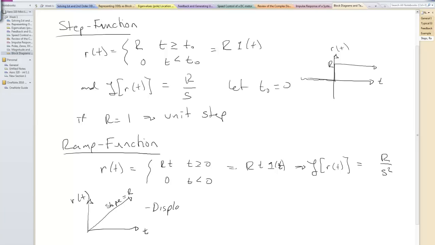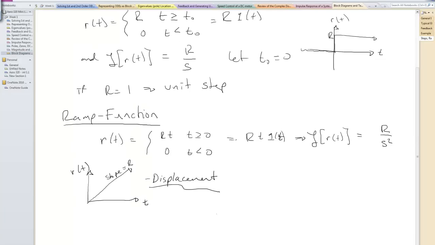So it depends on what kind of plant we have and what we're commanding, but this typically looks like a displacement kind of input.